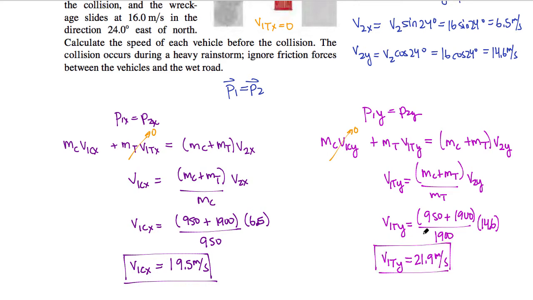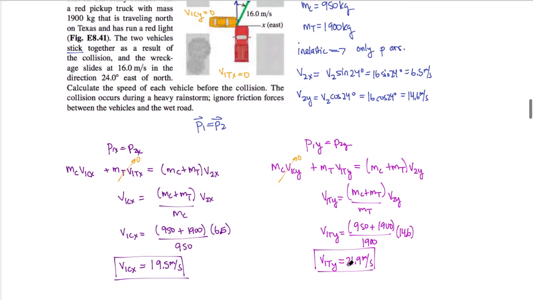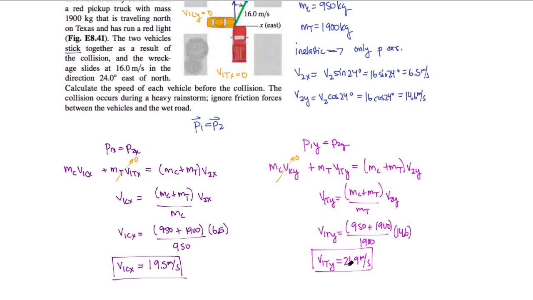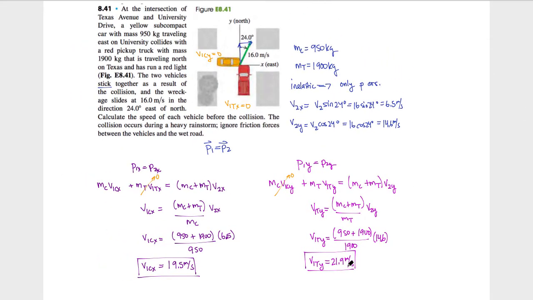So these are our two speeds for the vehicles prior to the collision. And we can do this solely with our conservation of momentum because they are moving exclusively in a single direction. And since our collision is inelastic, we can only really rely on conservation of momentum.